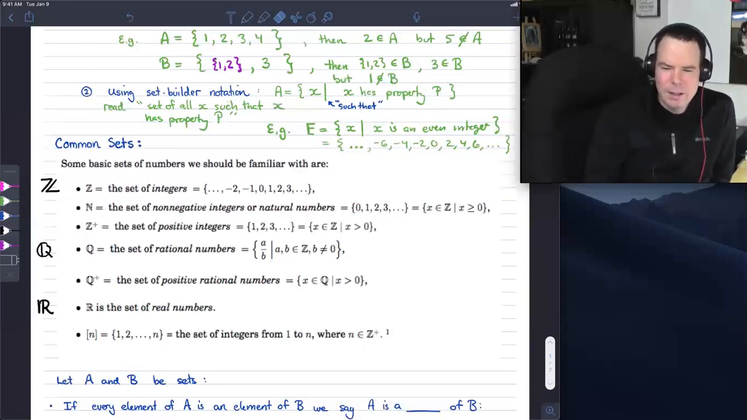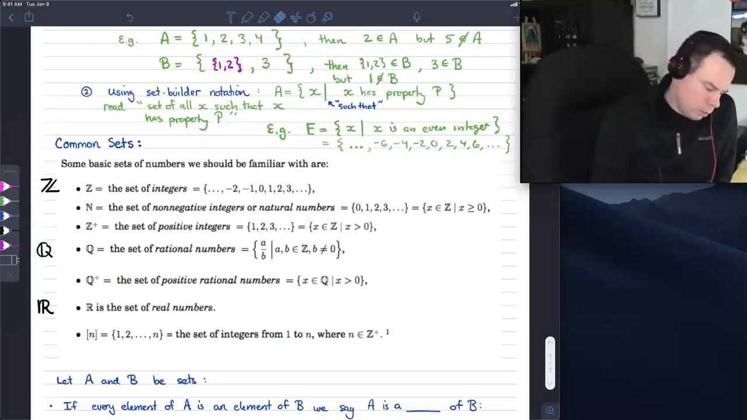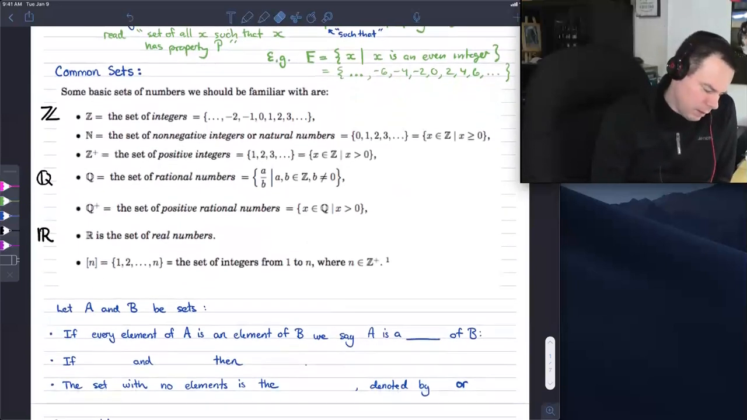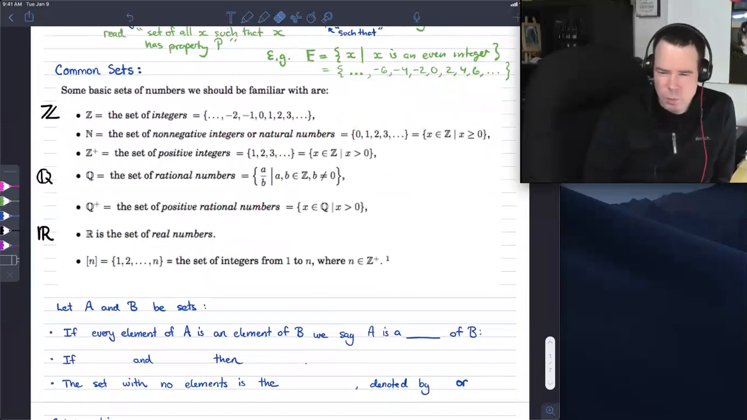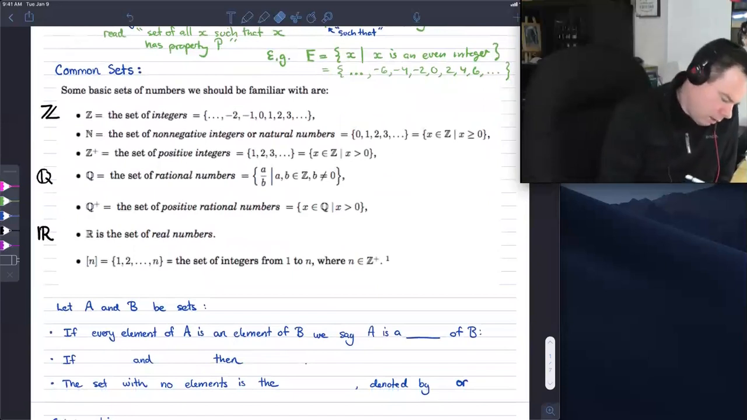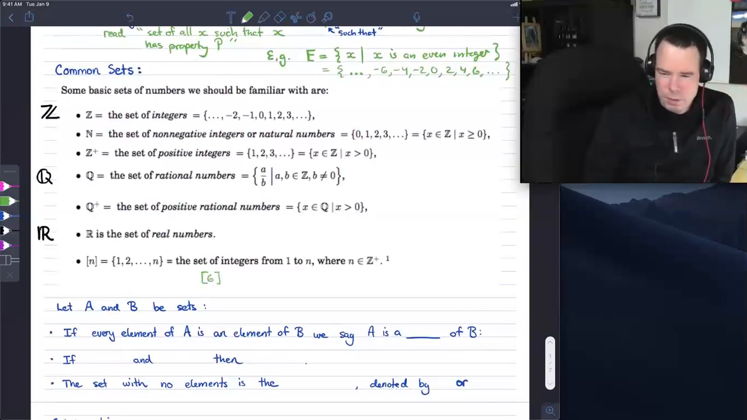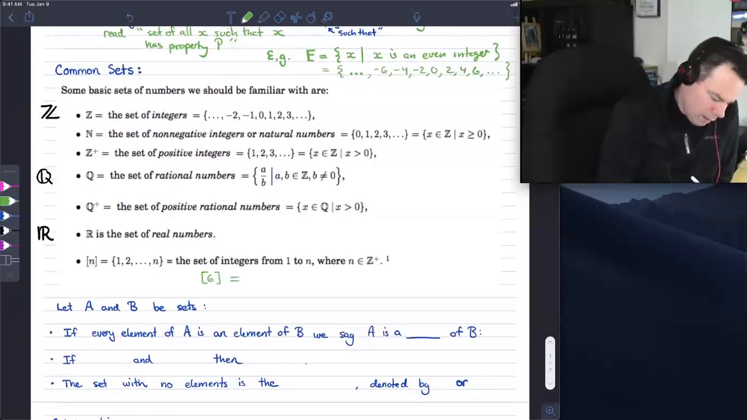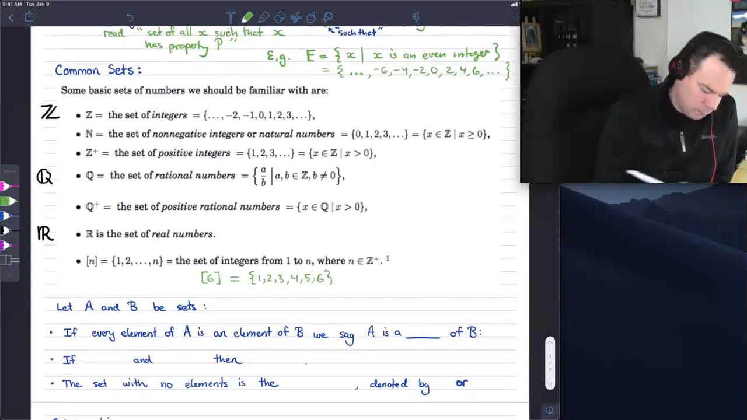And then the last set there is a set that's really important for us. It's just a finite set of integers from 1 to a value n. So for example, if I had, say, a left square bracket followed by a 6 and then a right square bracket, what that is going to represent is the set of numbers 1, 2, 3, 4, 5, 6.